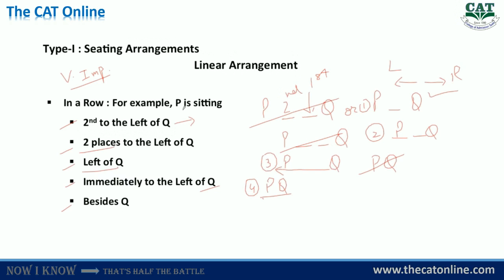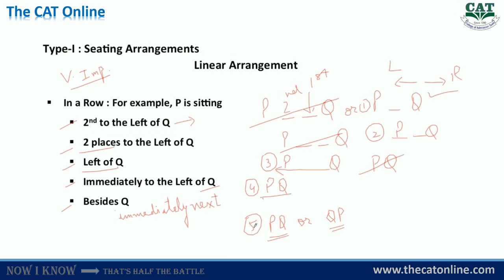Now the fifth case, P is sitting besides Q. Now besides means immediately next to. This could also be marked as immediately next. P is sitting immediately next to Q. This could be either PQ or it could be QP. P would be besides Q, but it could be towards the left or the immediate right. So these are the possibilities for the fifth case.